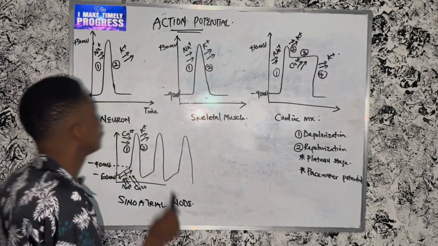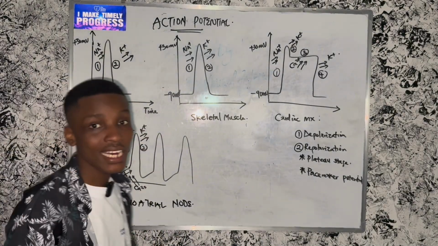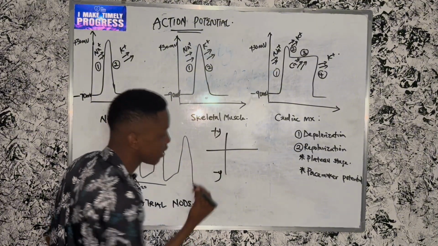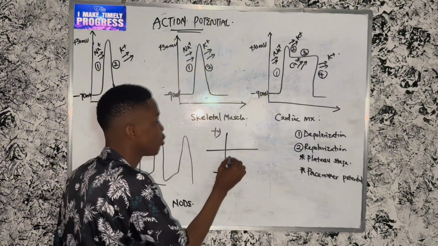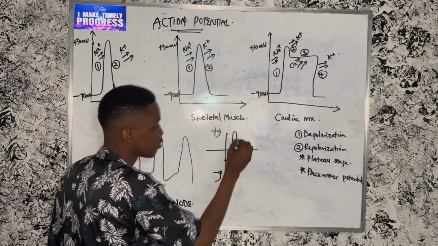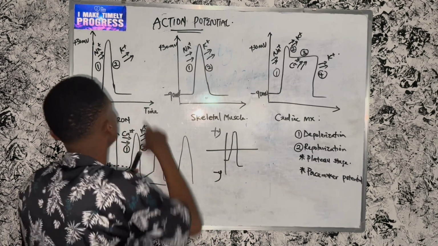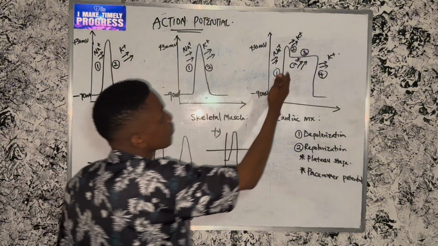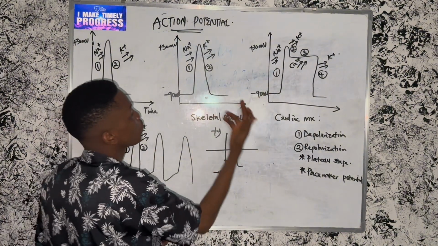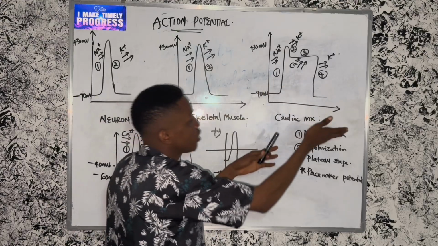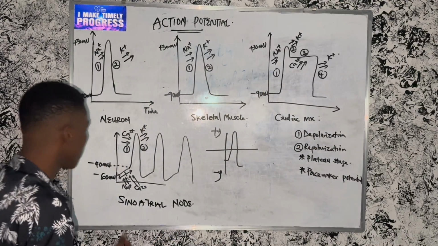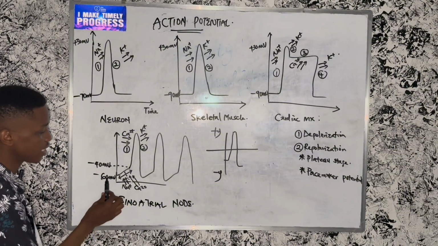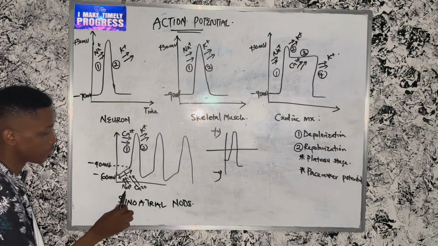You could ask this question: why is it that one is going up and one is coming down? Anytime a positive ion is coming in, remember in math, there's positive y and negative y. Anytime positivity is coming in, you keep going up. When positivity is leaving, you come down, you become negative. So anytime a positive ion was coming in, it went up, and when it was leaving, it came down. Same thing over here. Then smooth muscle can choose to act like skeletal or cardiac based on the situation. Then for the sinoatrial node, it begins from minus 60 millivolts.